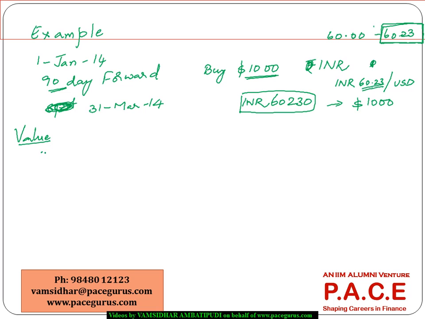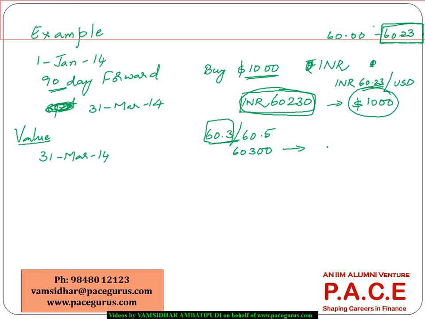On 31st March, which is the expiration of the forward contract, if I know that the spot rates on that day are 60.3 by 60.5, what we are saying is, yes, I am having $1,000 with me because I have spent 60,230 rupees for that. Now that I have $1,000, I can sell off those $1,000 at 60.3. So all I am going to get is 60,300, which means a profit of 70.